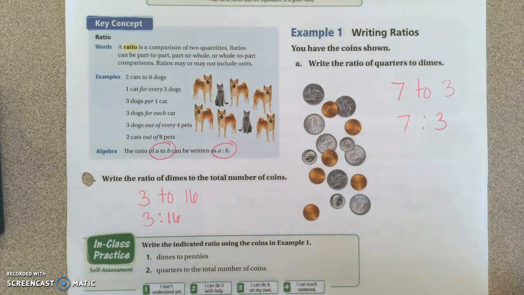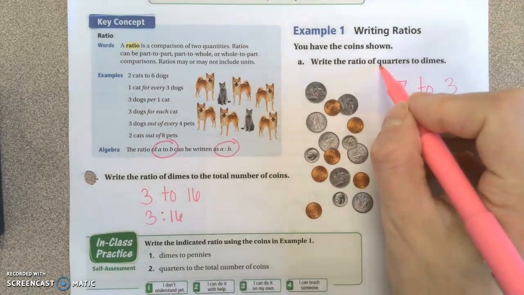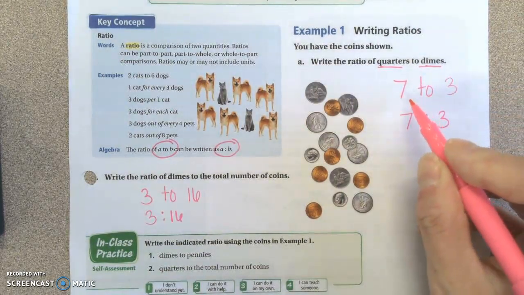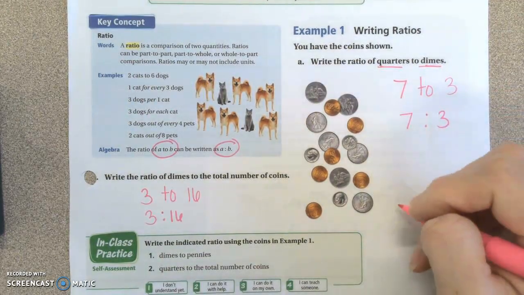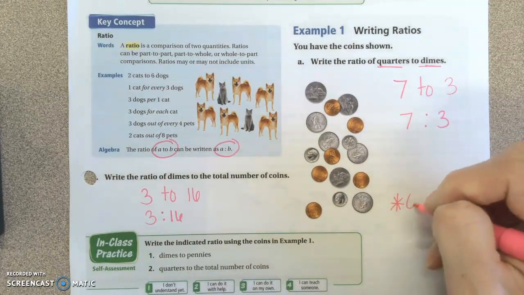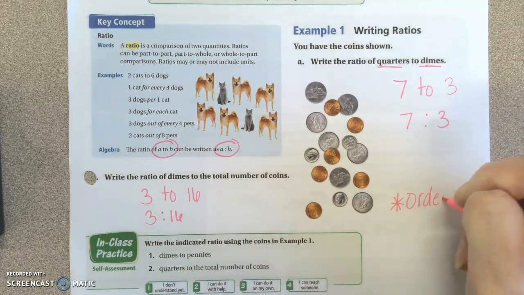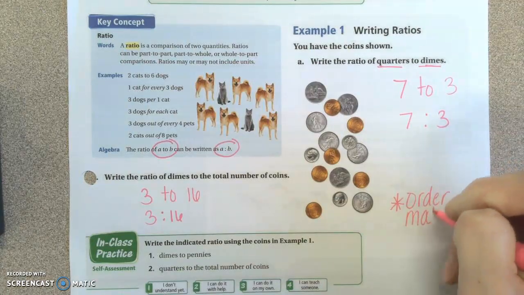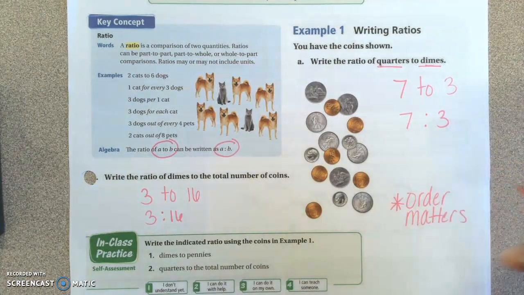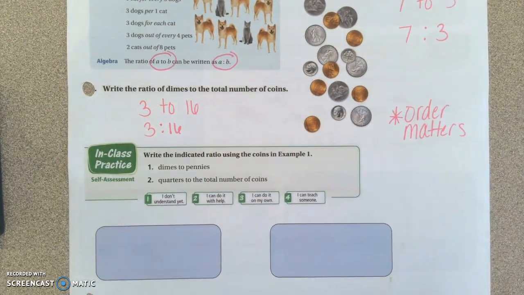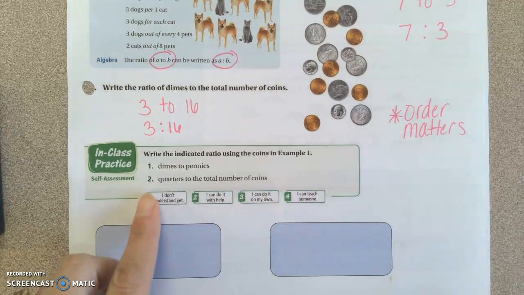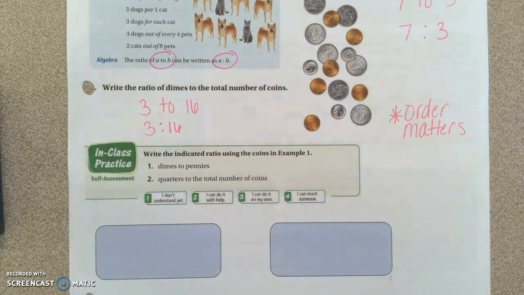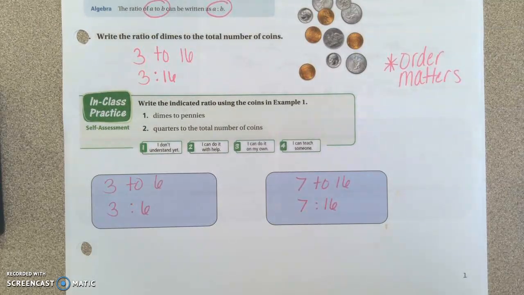Order does matter. I can't switch this around. If it's quarters to dimes, the number of quarters needs to go first. So I'm going to make a note here that order matters. We must write the ratio in the order in which it is listed. Go ahead and pause your video and you're going to write 2 ratios using the same picture down below. Okay, go ahead and check your work here. And then turn the page.